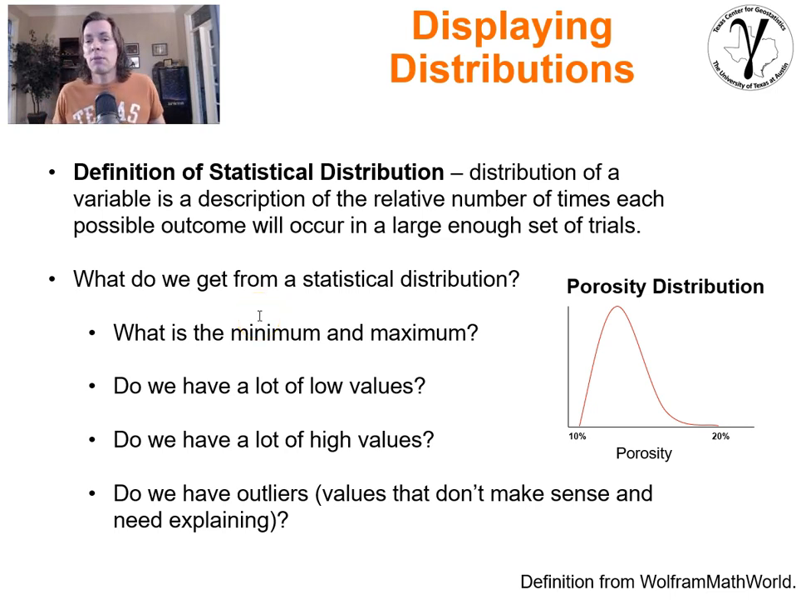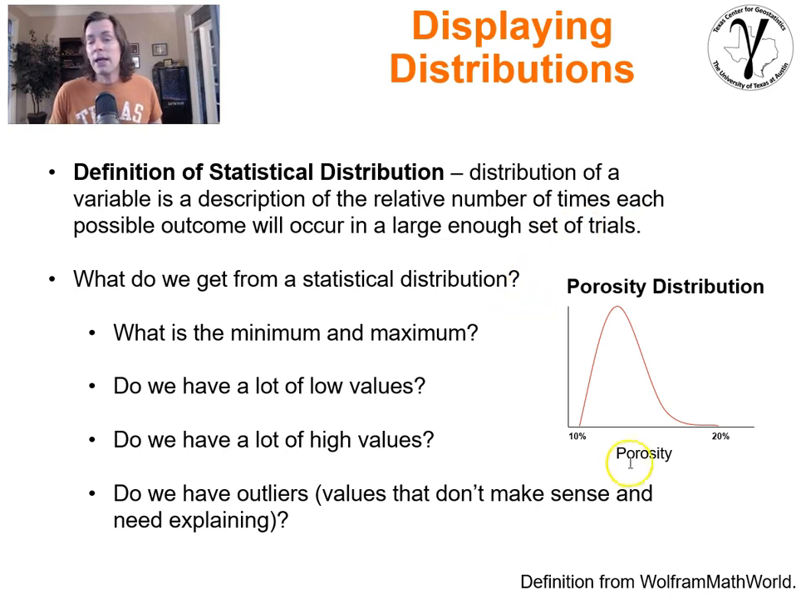So let's talk about displaying data. The most simple univariate display or way to look at our data is a statistical distribution. By definition, a distribution of a variable is a description of the relative number of times or frequencies each possible outcome will occur in a large enough set of trials. So it always comes down to we have enough samples to understand something about the underlying population from which we're sampling. And so what do we get from a statistical distribution?